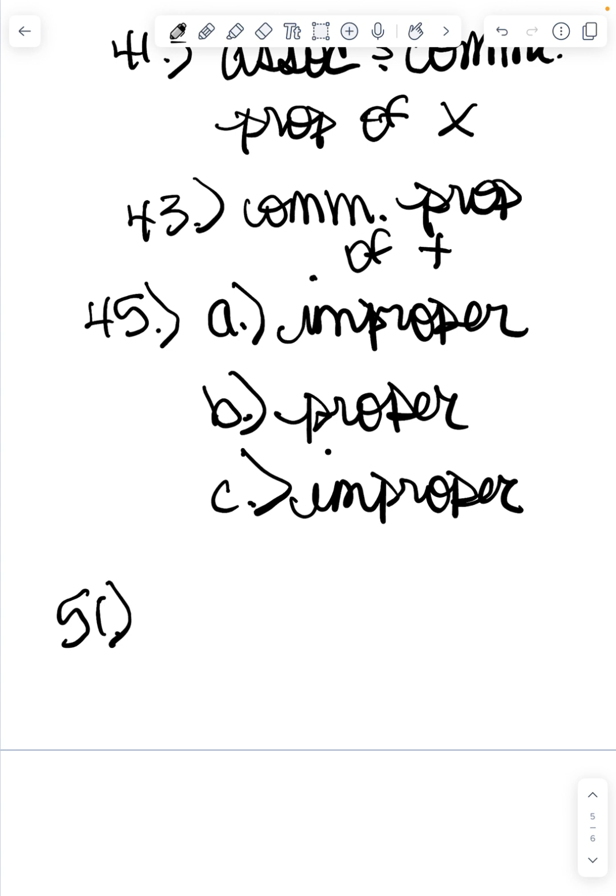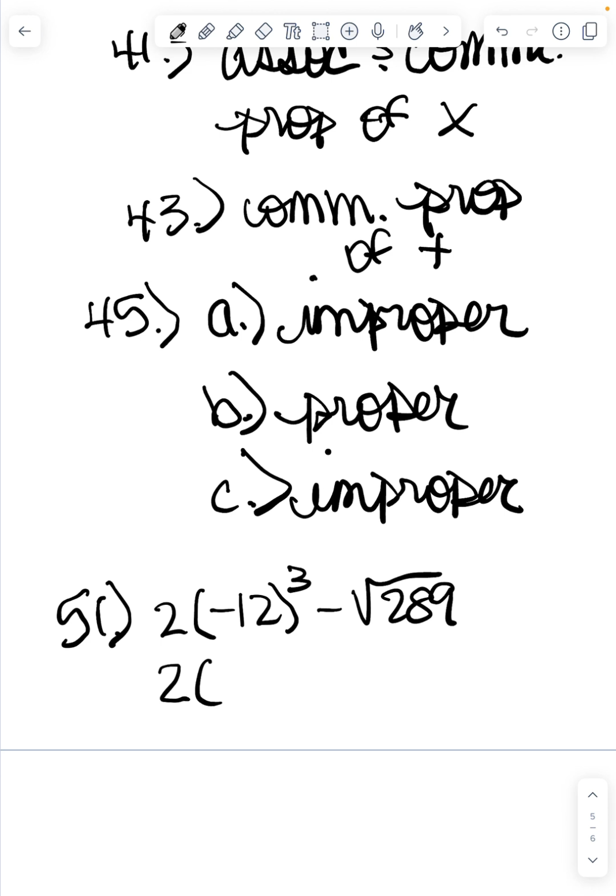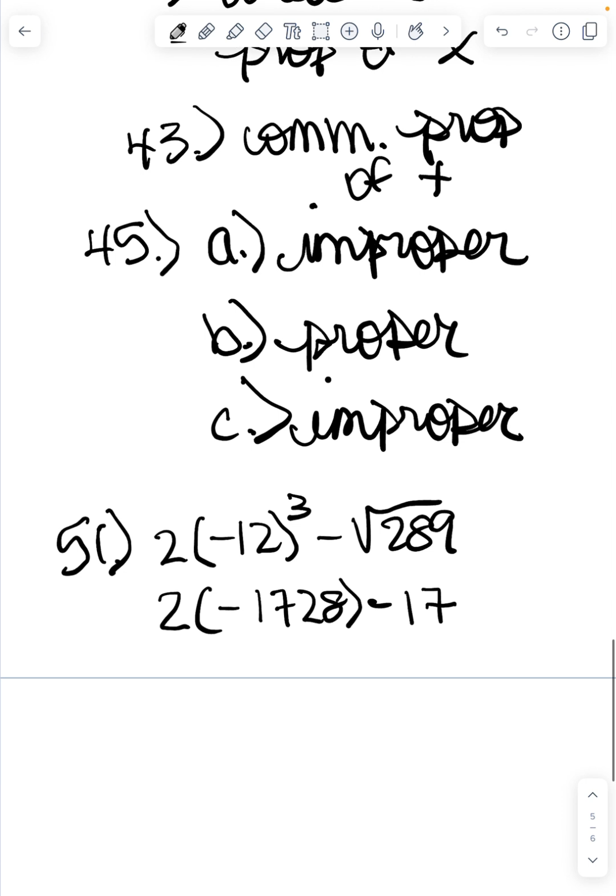Number 51, evaluate each expression. So we have 2 times negative 12 cubed minus the square root of 289. Okay, negative 12 cubed is what we have to do first because it's an exponent. So we're going to keep this 2 out front. We're going to have 3 negatives, which is going to keep it negative. And 12 cubed is 1,728, minus the square root of 289, which is 17.